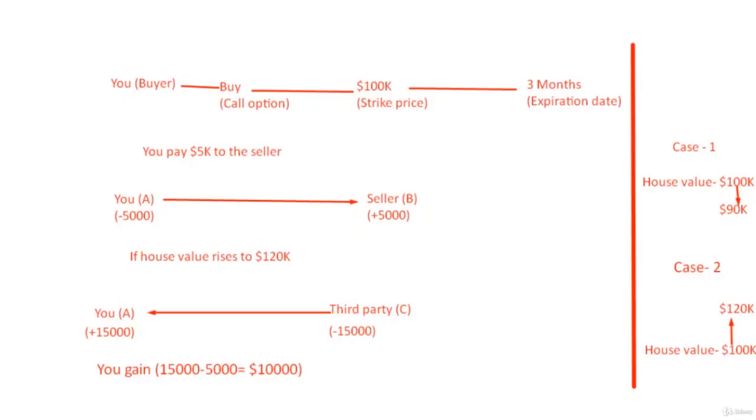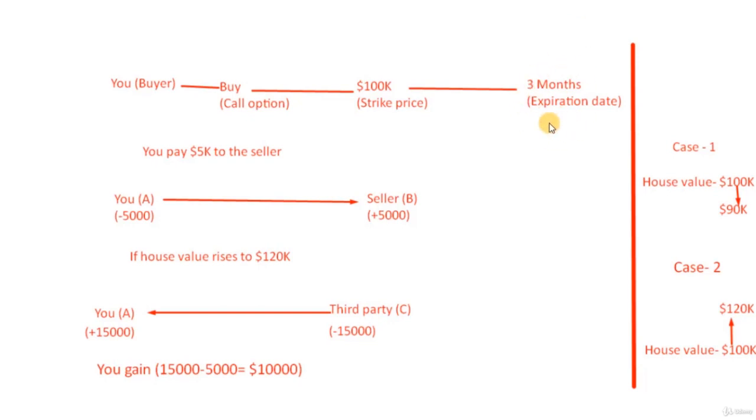As a buyer of a call option, you are hoping for the value of the underlying stock to rise. An increase in the price of the stock will result in an increase in the value of your option. And the seller of the call option receives a premium for taking on the obligation to sell the underlying stock to the buyer of the option if the buyer decides to exercise the option before the expiration date.